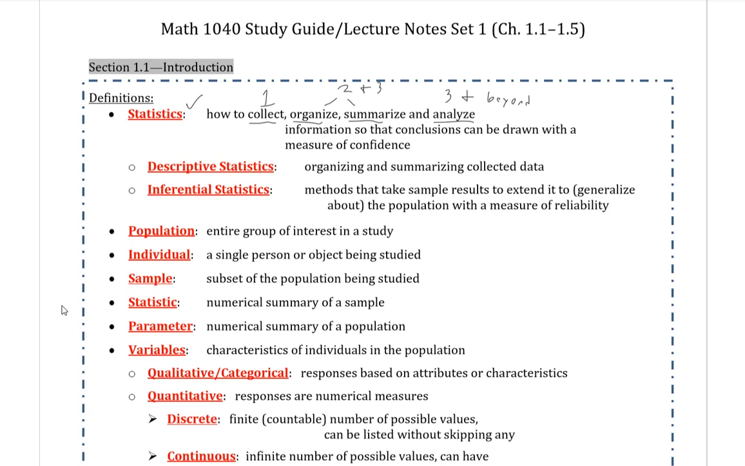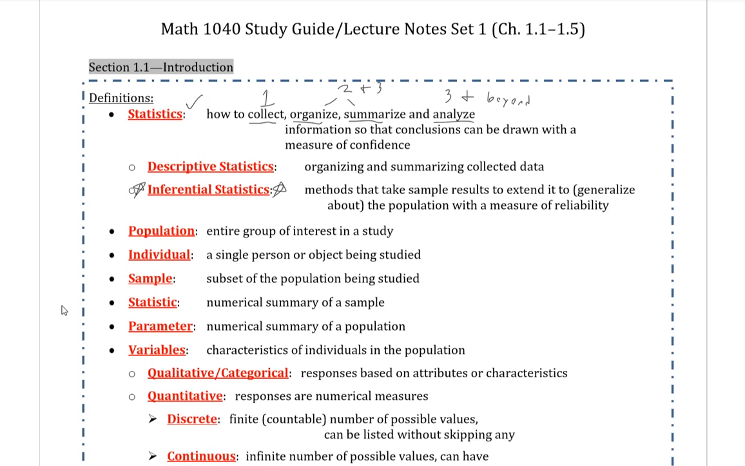So we are going to go through all of these sections. First, Chapter 1 is going to be talking about how to get the data. The different types of statistics we can have are descriptive or inferential statistics. Descriptive means that you organize and summarize collected data, whereas inferential means that you have methods that take sample results and extend them to the population. This is kind of more what we're going to do.